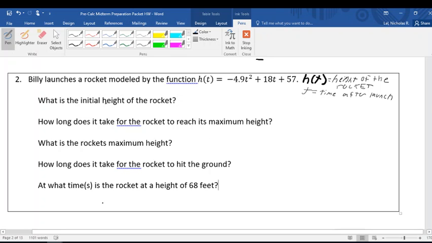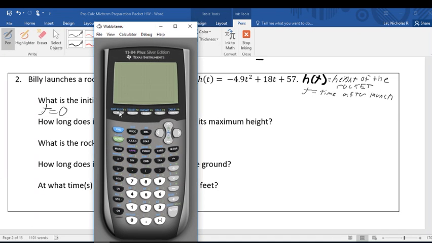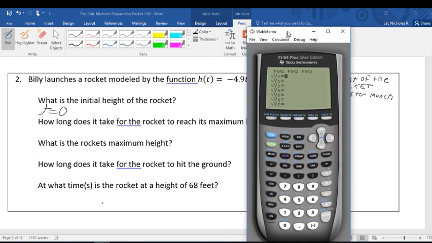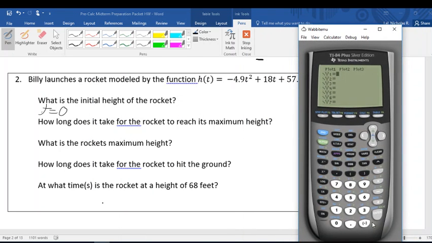All right. So what is the initial height of the rocket? That's going to be when t equals 0. So how do we find this? Let's use this problem in our calculator. First we plug in the function: negative 4.9. Our variable is t, but here we just put an x because that's the variable in the calculator. x squared plus 18x plus 57. Graph that.